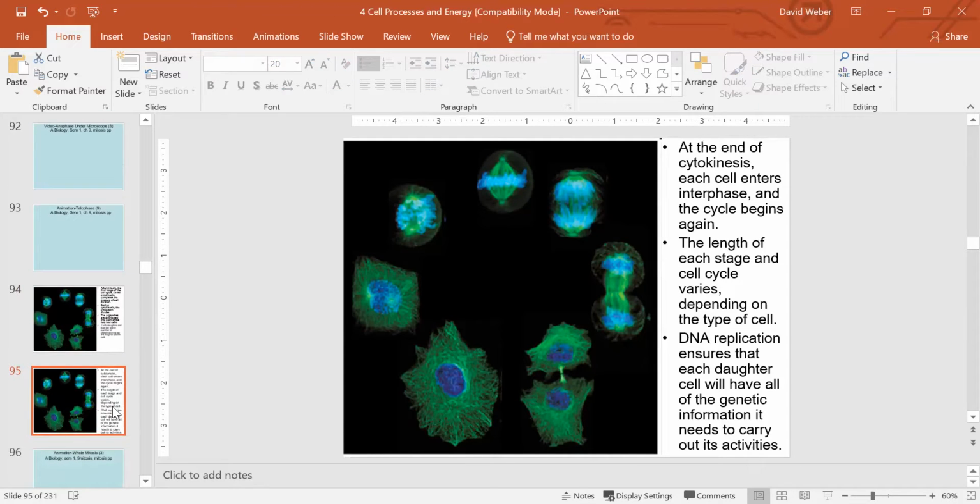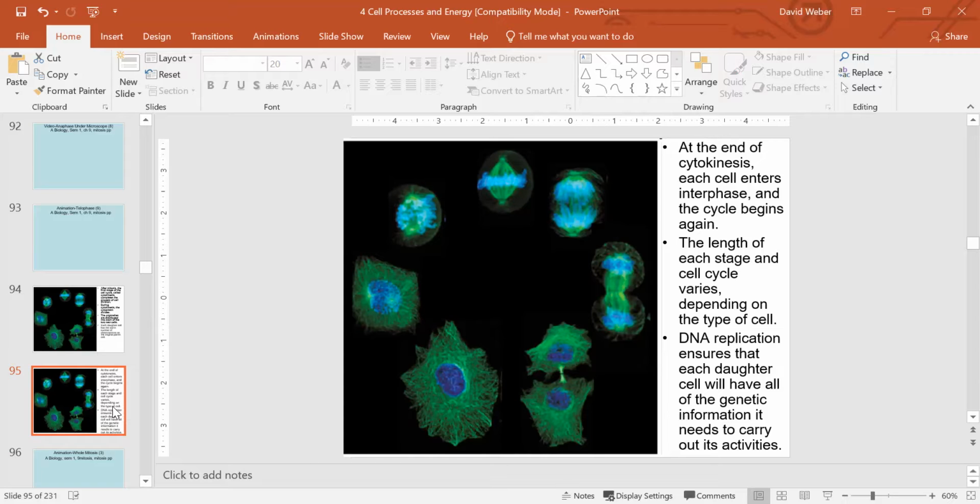Okay, so here we go. At the end of cytokinesis, each cell enters interphase and the cell begins the cycle again. So every time it ends, it does it again. Cells consistently divide. This is something you need to understand. The length of each stage in the cell cycle varies depending on the type of cell. DNA replication ensures that each daughter cell will have the genetic information it needs to carry out its activity. Interphase is generally the longest stage. You can quote me on that. You can write those down for number 5, which is for slide 95.